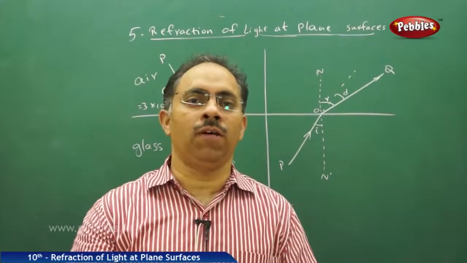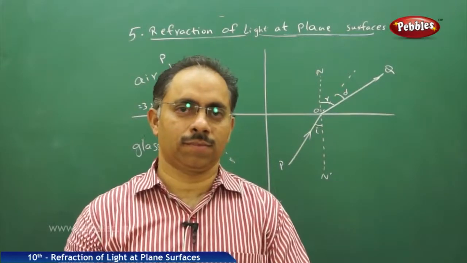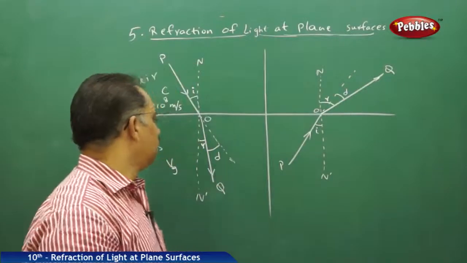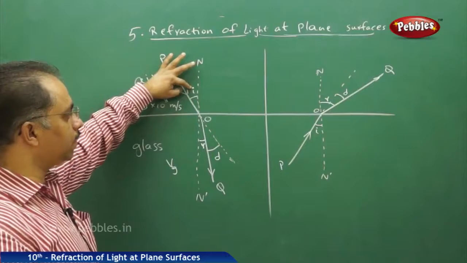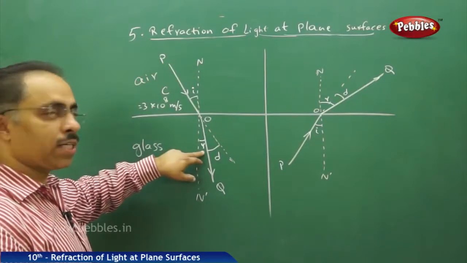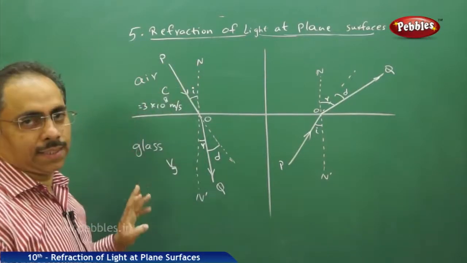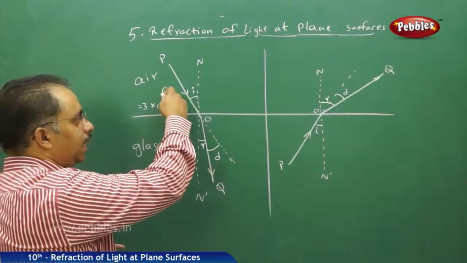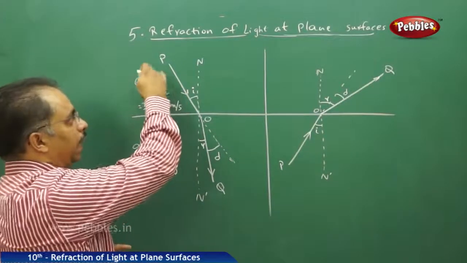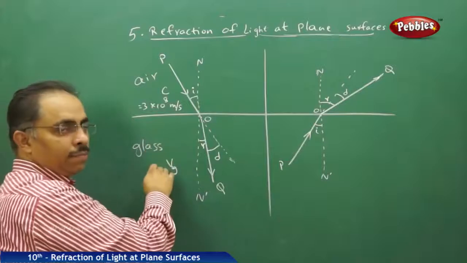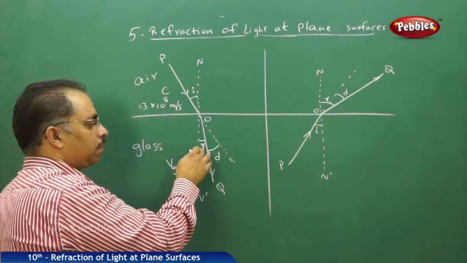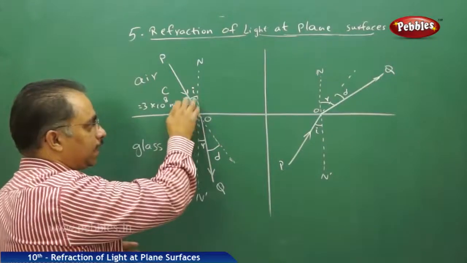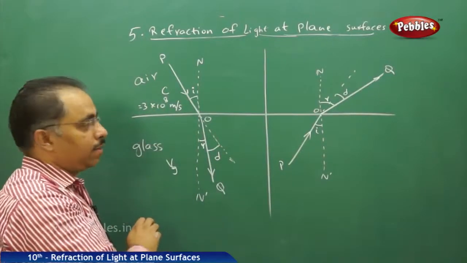Now, one more point we need to consider is that here, when I have this angle of incidence, I have a refraction angle less than that of the incidence. Even if I increase the angle of incidence in this case, where the light is going from rarer medium to denser medium, it is always possible that the angle of refraction is less than the angle of incidence.